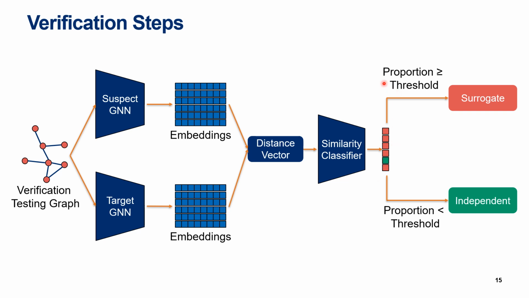If a particular proportion of embeddings are closer than a threshold that we set, then we say that the model was indeed a surrogate model. Otherwise, we say that this is an independent model. In our work, we just set the threshold to be 0.5. We found that we did not need to optimize it at all.